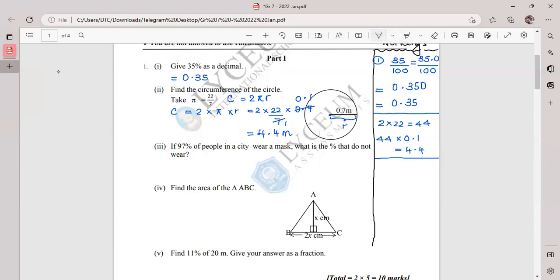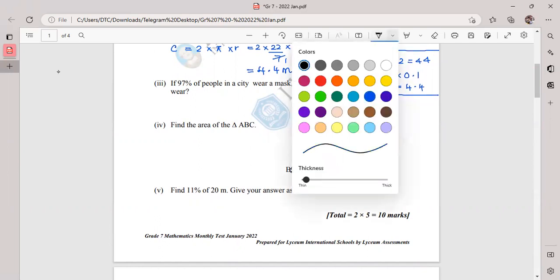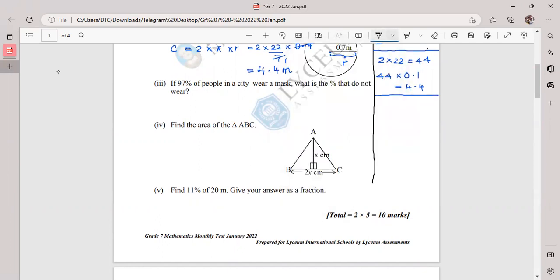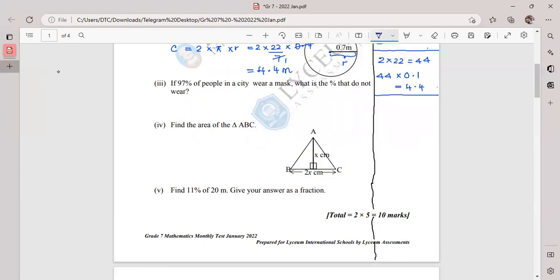So then we'll move to question number 3. If 90% of people in a city wear a mask, what is the percentage that do not wear, right? Children, can you remember that we have discussed this earlier? Wait, I will extend my working column and I will take the blue color, right? So out of 100, how many people wear the mask?